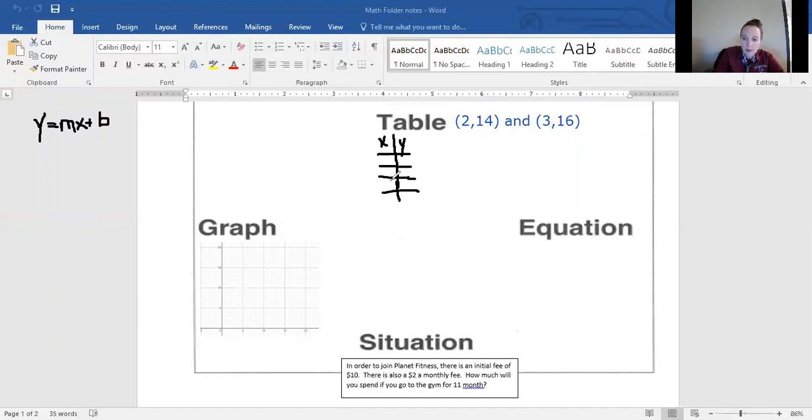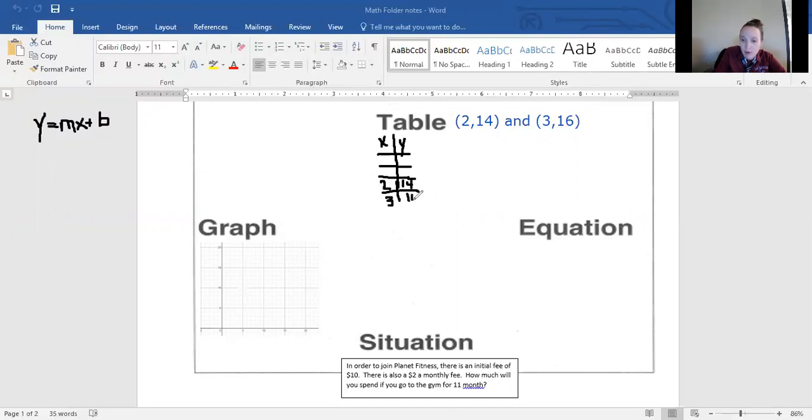Okay, and when you're given a table, all you have to do is put in the numbers. So I have (2, 14), and you can put that anywhere you want in the table. It doesn't matter where, at the top, the middle, the end. Okay, so that's my first point. Now I'm going to put my second point in, which is (3, 16).